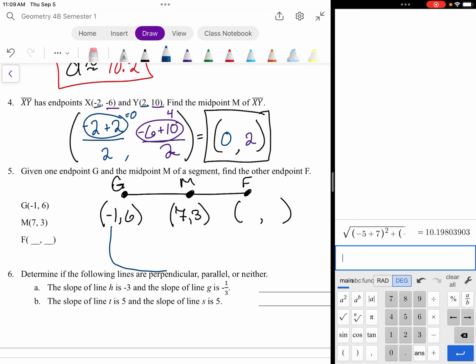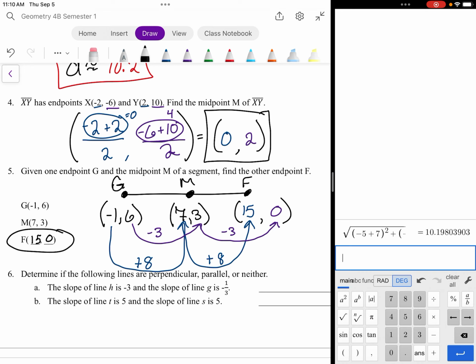So we're going to figure out what is the change in x from negative 1 to 7. That would end up being plus 8. So we'll add that again. 7 plus 8 is going to be 15. Then we'll look at our y's. From 6 to 3, we are subtracting 3. And then we would subtract 3 again, which would bring us to 0. That makes our coordinate point for F (15, 0) for our final answer.